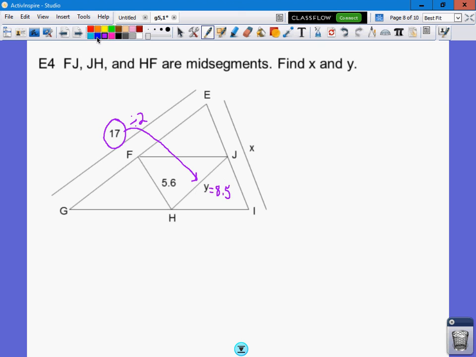If I'm going the other direction, where I'm working from the inside and I'm trying to get to the outside, instead of dividing, what am I going to do? I'm going to multiply. I'm going the other direction. 5.6 times 2, 11.2.